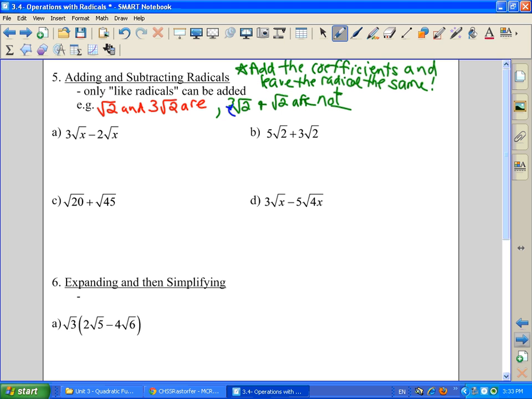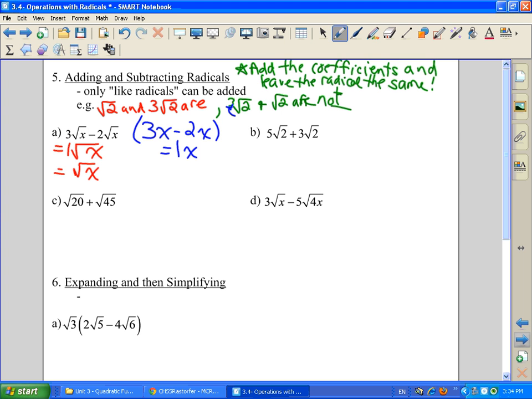Okay, let's take a look here. Just pretend if we had, for example, guys, 3x subtract 2x. You would just tell me that that's 1x. Let's transfer it over here to radicals now. So 3 root x subtract 2 root x is just going to be root x, or 1 root x, which equals just root of x.